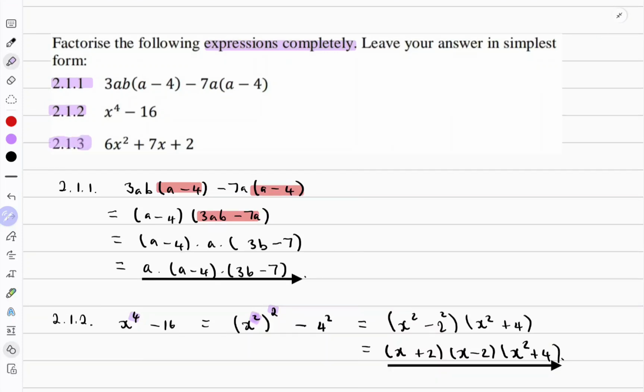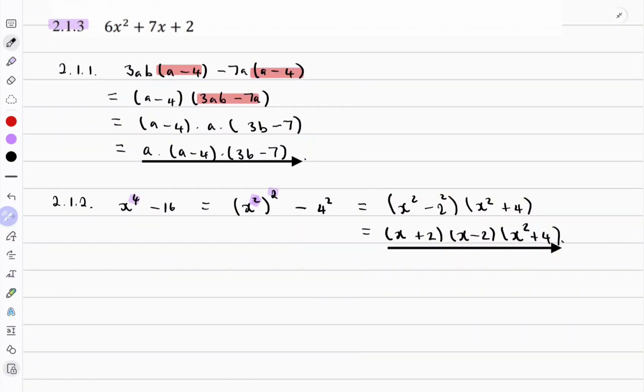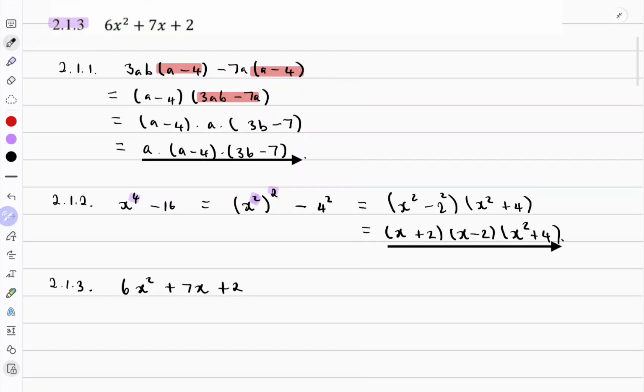So moving on to the next question, 2.1.3. So it's 6x squared plus 7x plus 2. So to solve this, you need to find magic numbers. I'll explain what I mean by magic numbers. But first, what you need to do is multiply the coefficient of the first term by the constant, and just write it somewhere.